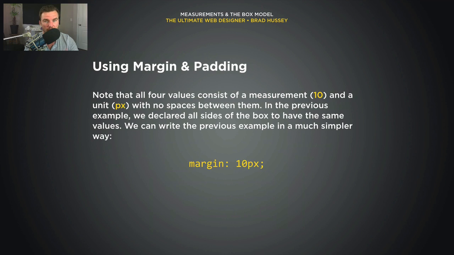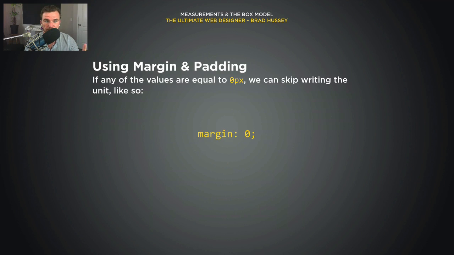In the previous example, we declared all sides of the box to have the same values. Instead of writing it like we just did, we can write the previous example in a much simpler way. Because they're all equal and they're all using the same unit, we could just say margin 10 pixels. And the browser would treat that as all sides having 10 pixels of margin. If any of the values are equal to 0 pixels, we can skip writing the unit like so. And this applies to more than just margin and padding. Anything that's using a measurement, if it's equal to 0 pixels, ems, or anything like that, you just put 0.